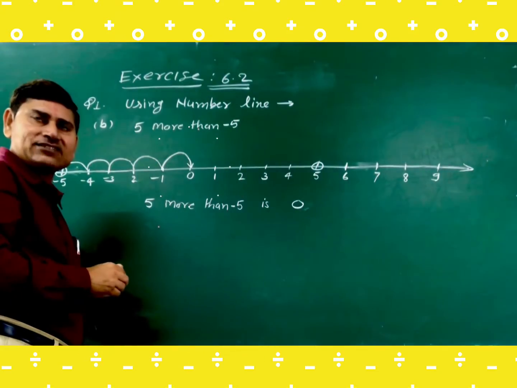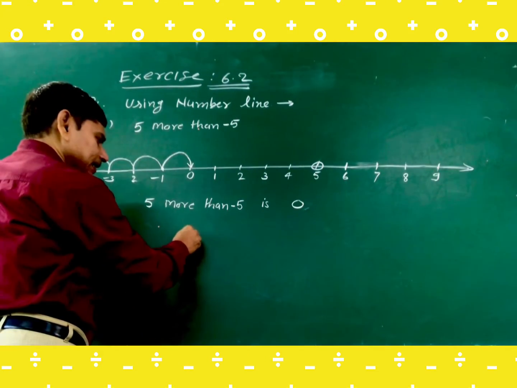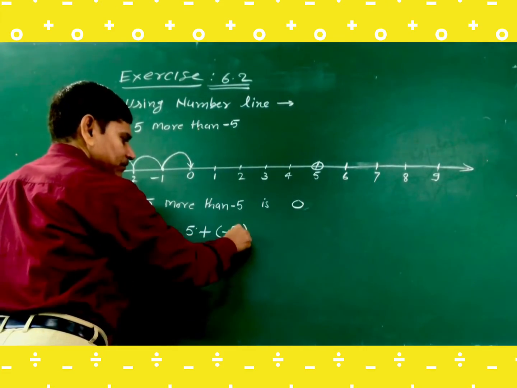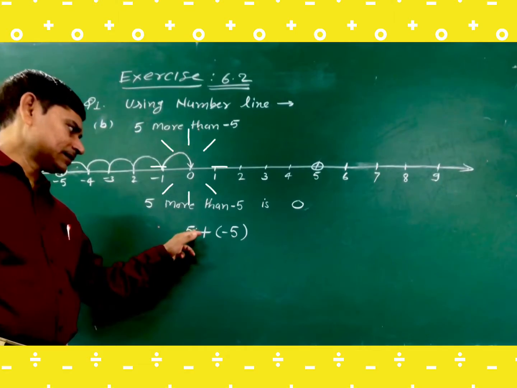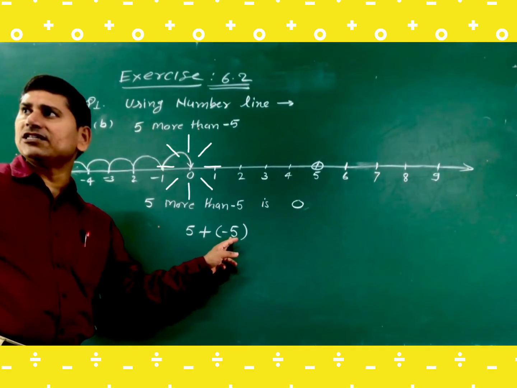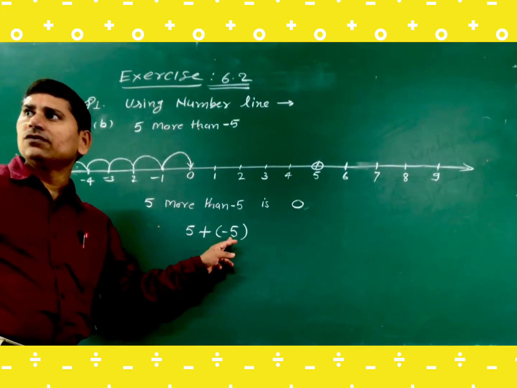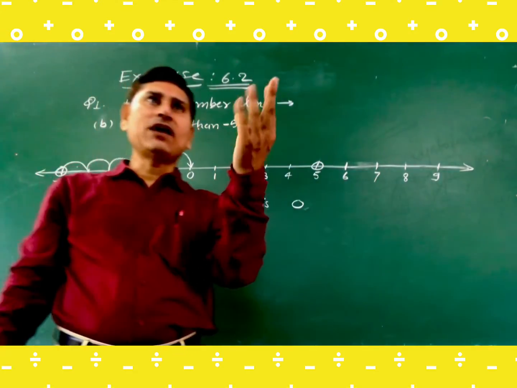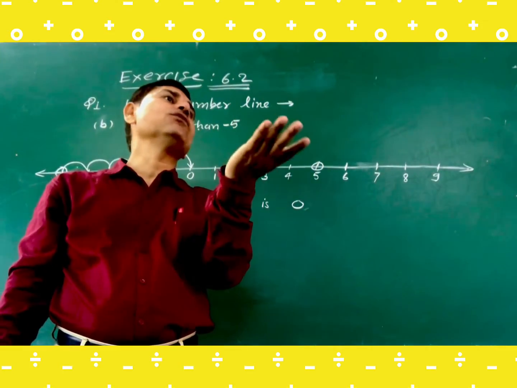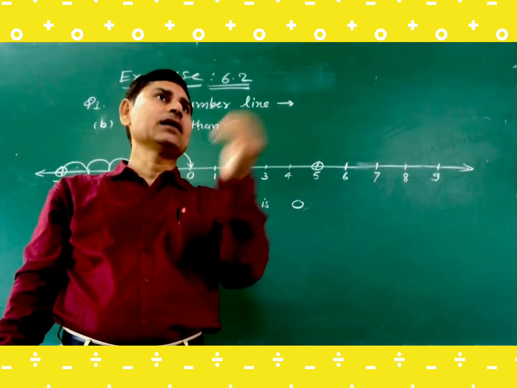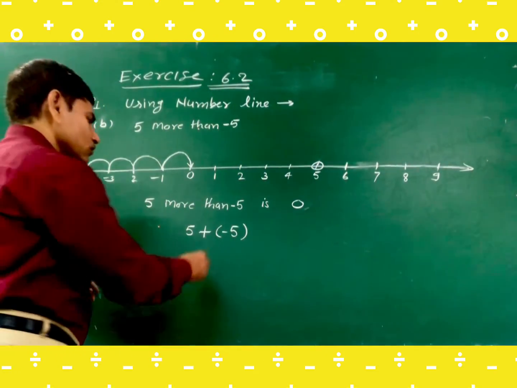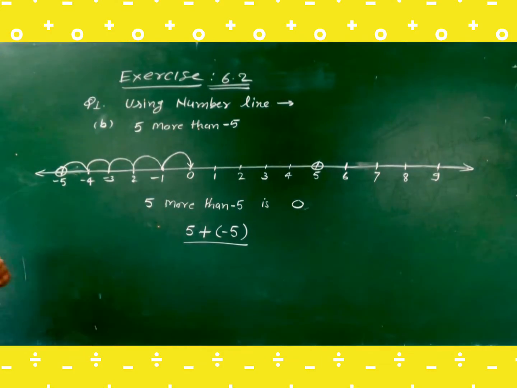And also you can check this by the calculation 5 plus minus 5. You can see here, this is the positive number, this is the negative number. So the result will be 0. As if you have 5 toffees and I take all 5 toffees, then what is remaining for you? Only 0, nothing. So it is 0. So this is the answer of this question.